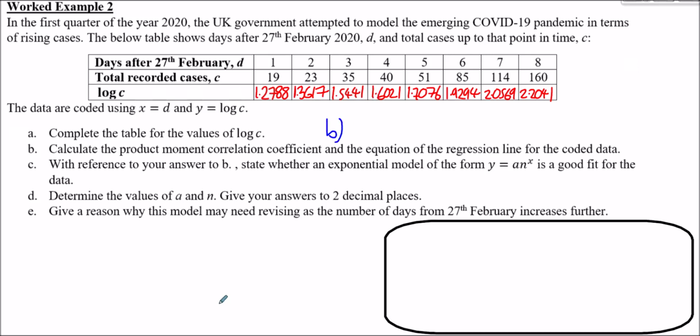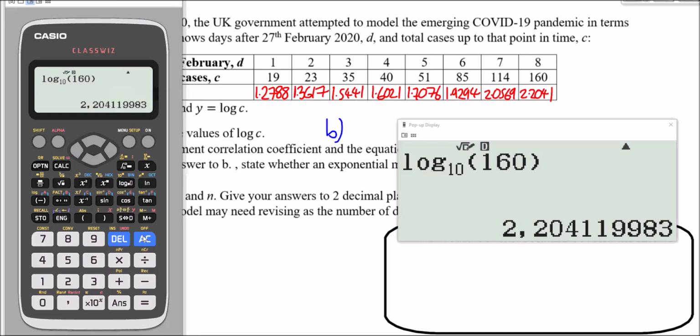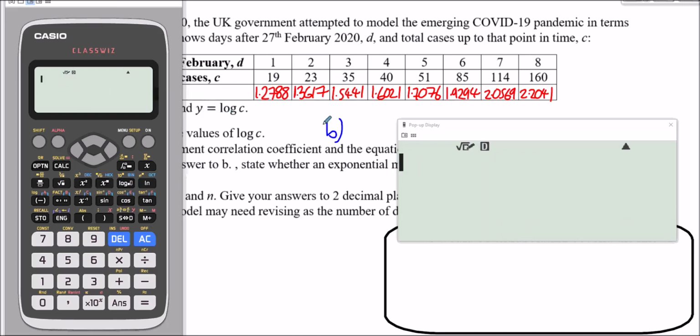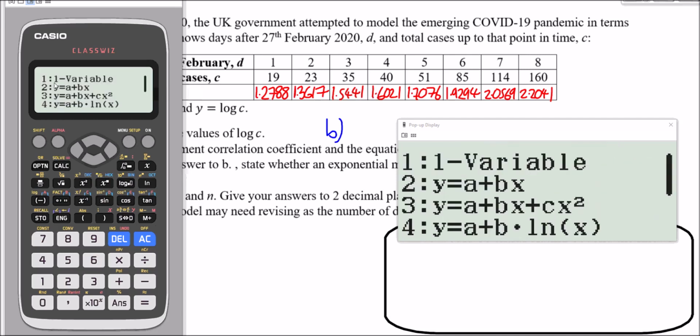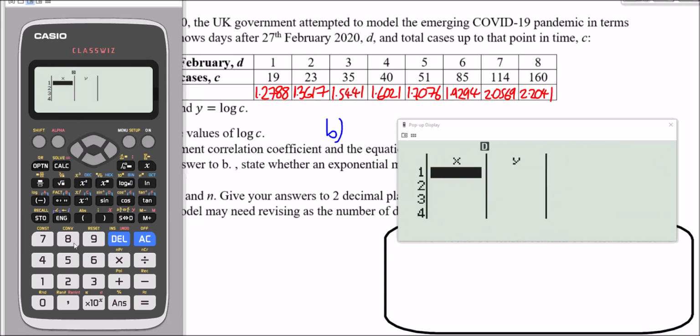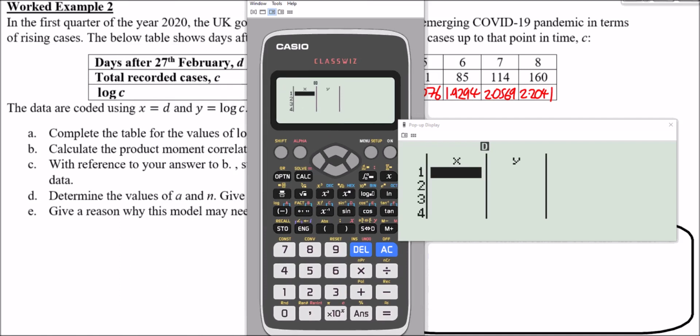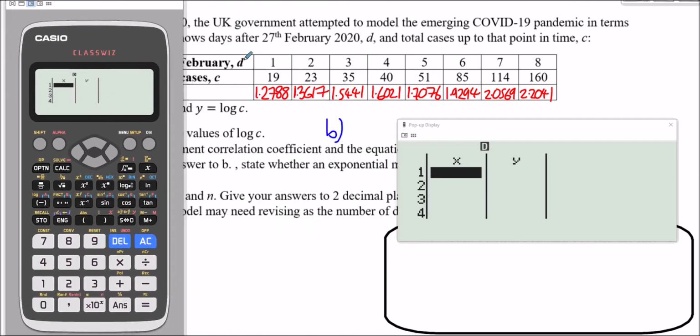Again, this is where the calculator comes into play. Using these values, we're going to put them in and see if we can model them as a linear relationship. How do we do that? Need to remember, you press menu, option 6, number 2, to model as a straight line. The values for y are going to be log c: 1.2788, and these numbers in red. Now x is going to be d, days after 27th of Feb. So d just goes from 1, 2, 3, 4 all the way up to 8. Dead easy.